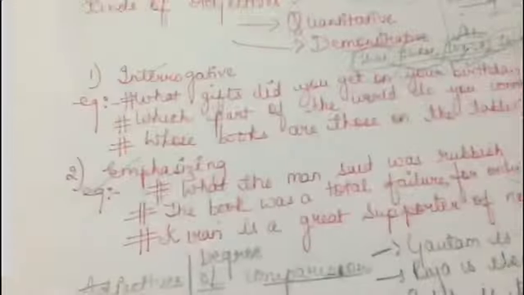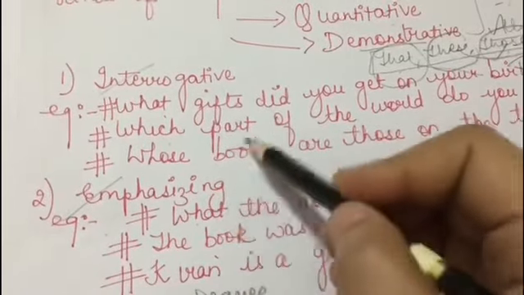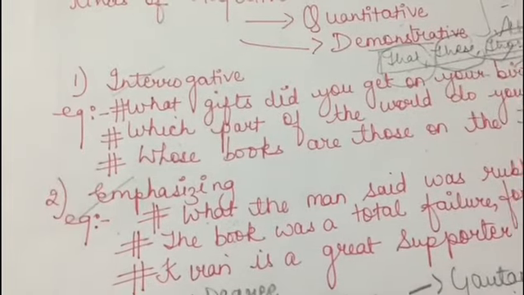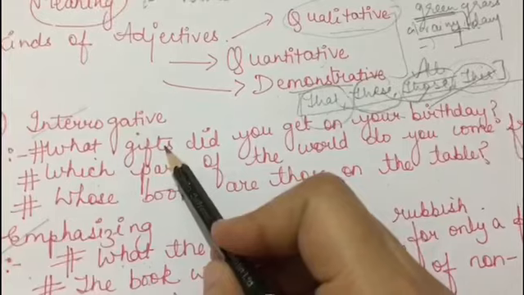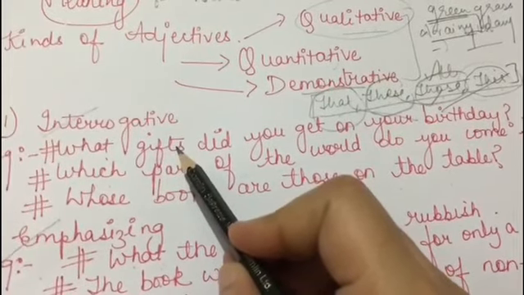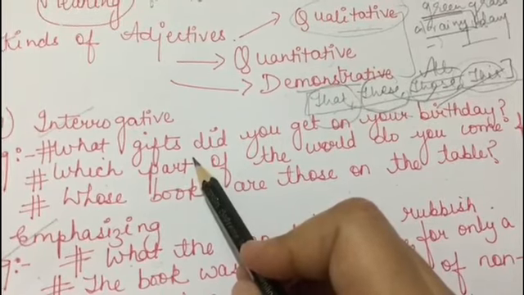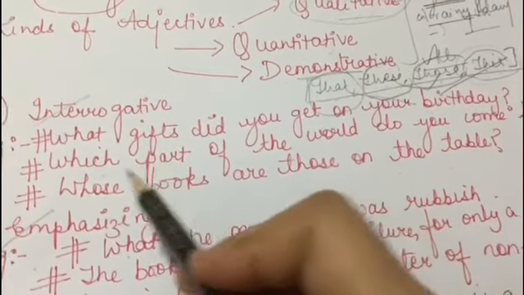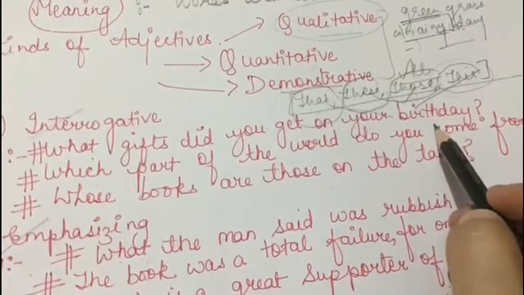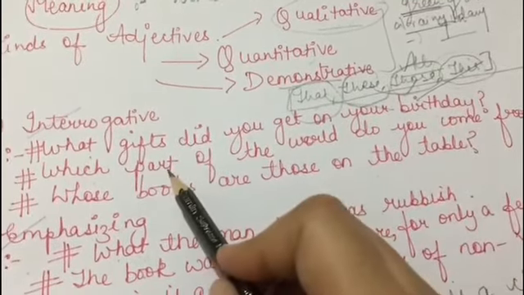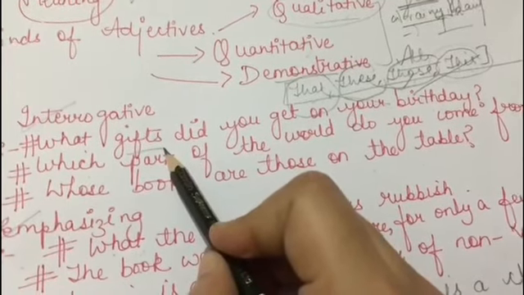Now these 2 kinds of adjectives, that is interrogative and emphasizing, are new to you and have been introduced in class 5. So first, let us have a look at what interrogative adjectives are. An interrogative adjective is used with a noun that it qualifies to ask a question. What gifts did you get on your birthday? So here, what qualifies the noun gifts, right? And also asks a question.